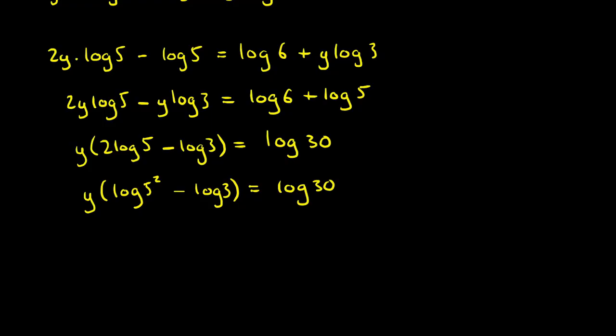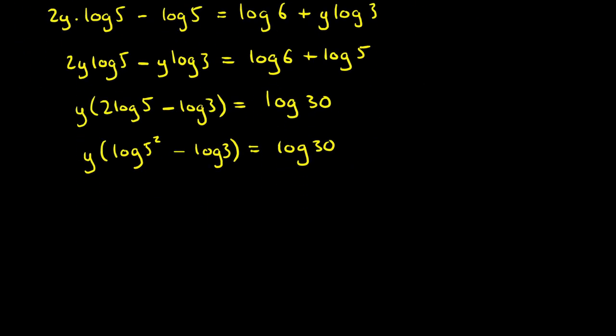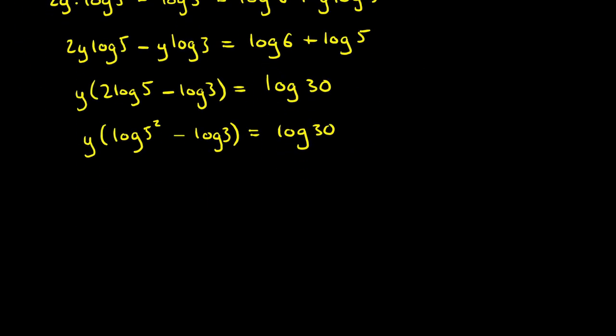And then I can use the second log rule because I've got log a minus log b. That should be equal to log a divided by b, right? So if you're not sure, I'm going to be using this rule here. Okay, come down. And that will give me y times log of 5 squared, which is 25, over 3.